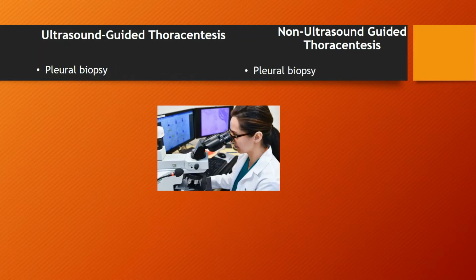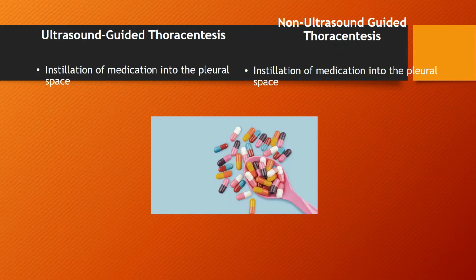Pleural biopsy is indicated for both types of thoracentesis. Pleural biopsy is to diagnose lung infection or other lung disease in the patient. This is to investigate the cause of fluid collection in the lungs. Physicians sometimes prefer putting medication directly into the lungs. Examples are antibiotics. This is to treat the infection that is causing pleural effusion or excessive fluid in the lungs.